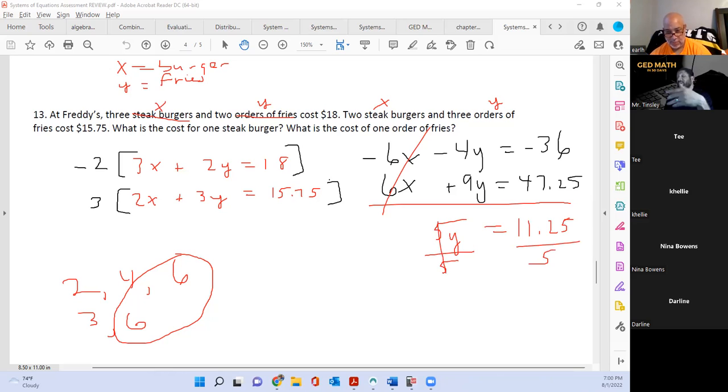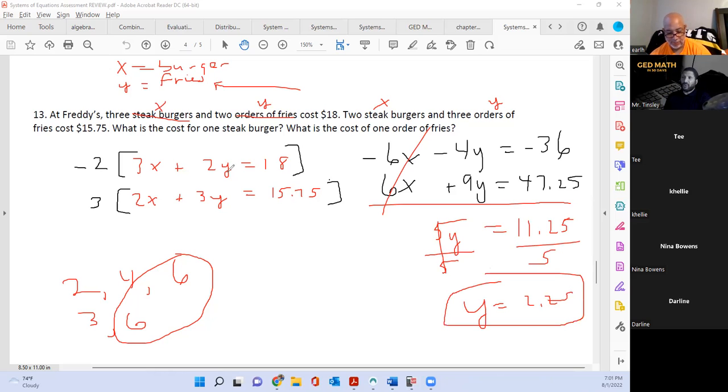This is more of a college level system of equations or a senior or 11th or 12th grade system of equations problem, but you won't get something this hard in the GED. So Y is 225. So Y stands for what? Our fries. So our fries were 225.